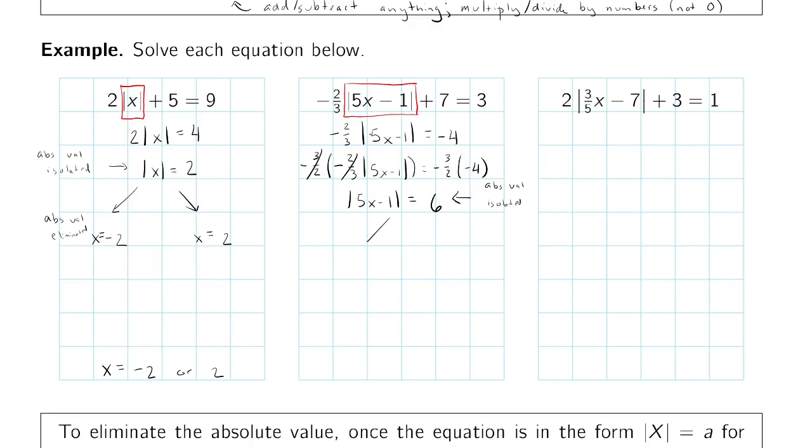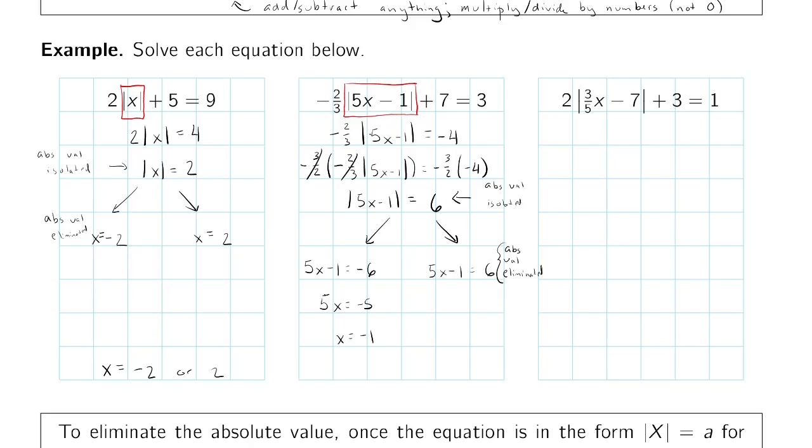And now I'm going to think 5x minus 1 is one of the numbers whose absolute value is 6. Either 5x minus 1 is negative 6, or 5x minus 1 is 6. And now I've eliminated the absolute value. And since I've eliminated it, I'm going to stop writing it. But now I need to finish solving each of these equations. So over here, I'll add 1 to both sides, and I get 5x is negative 5. Divide both sides by 5, and I get x is negative 1.